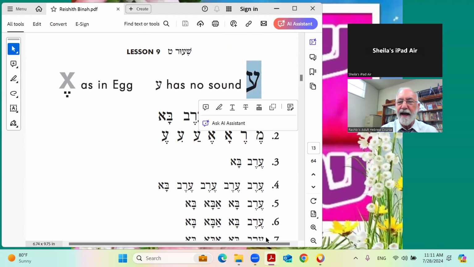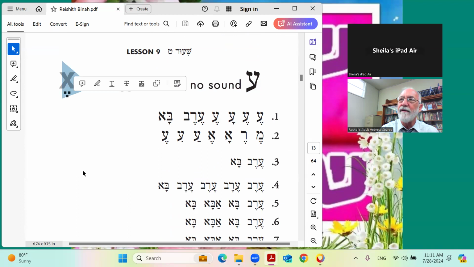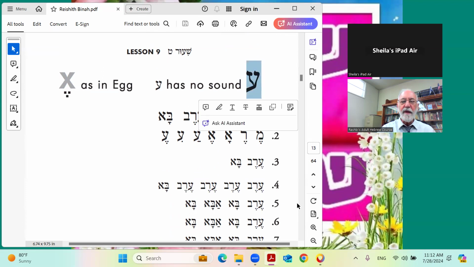All right. This is our second silent vowel, silent letter. And I'll show you the difference in a minute between this and the aleph. This is your vowel. As an egg. See, you got 3 eggs. And this has no sound. Actually, this is a guttural. So a guttural means it's instead of a, it's a.